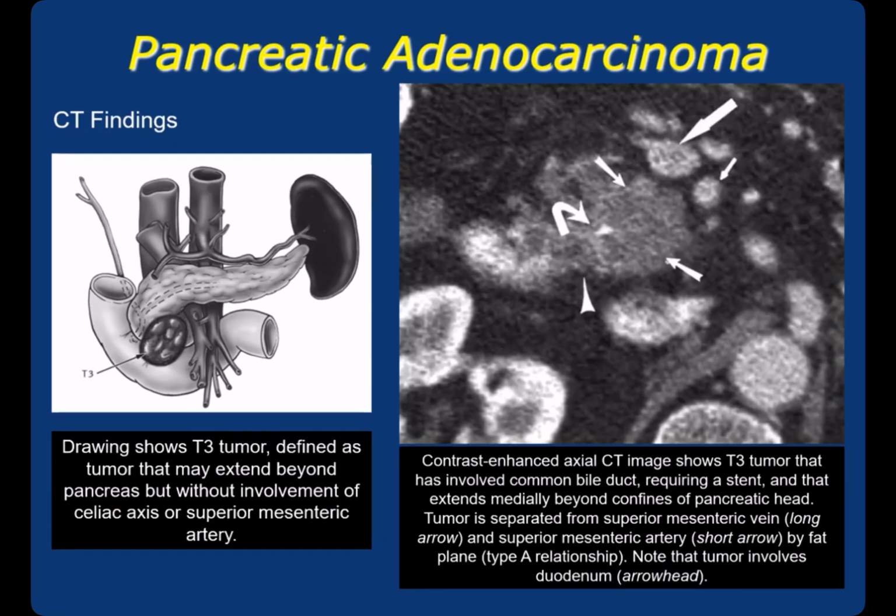Here is an example of advanced pancreatic adenocarcinoma. This tumor is bigger and it's located in the head part of the gland, and it has wrapped the common bile duct with a biliary stent, and it extends medially beyond the confines of the pancreatic head. However, the tumor is separated from the superior mesenteric vein and superior mesenteric artery by a fat plane. Here is the fat plane. But the tumor has involved the duodenum. Here is the duodenum, and we can see the tumor has invaded the duodenum.